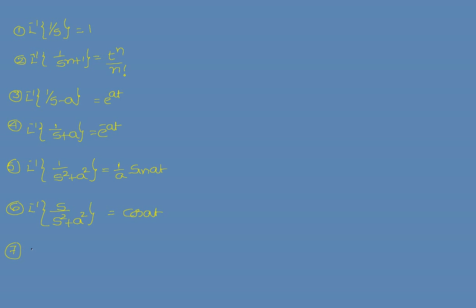Similarly, the next formula: L inverse of 1 by s square minus a square is equal to 1 by a hyperbolic sin at. Next formula: L inverse of s by s square minus a square is equal to hyperbolic cos at. So these are the basic formulas regarding the inverse Laplace transform.